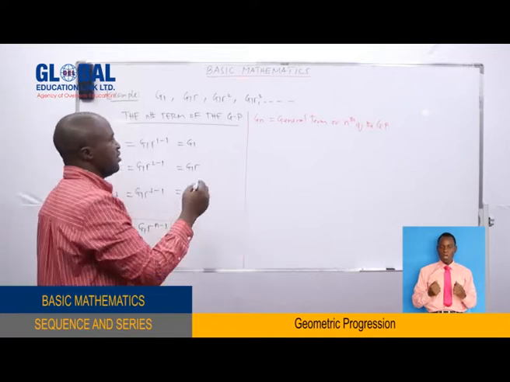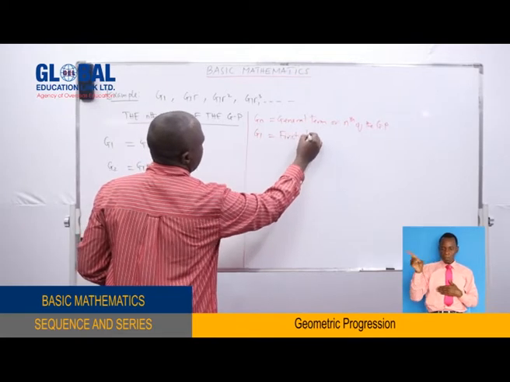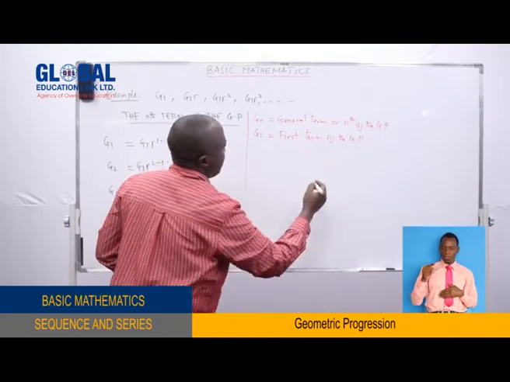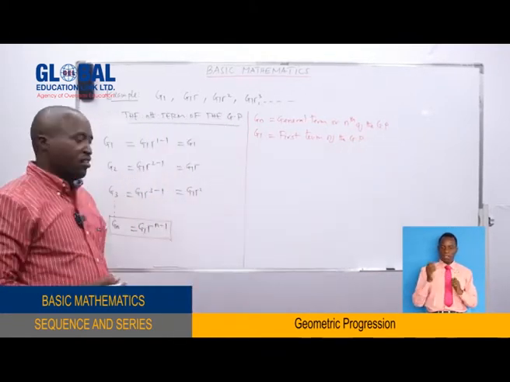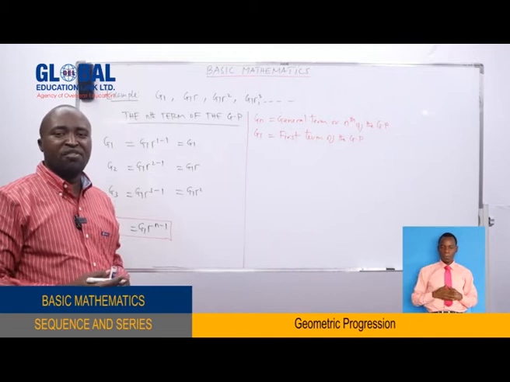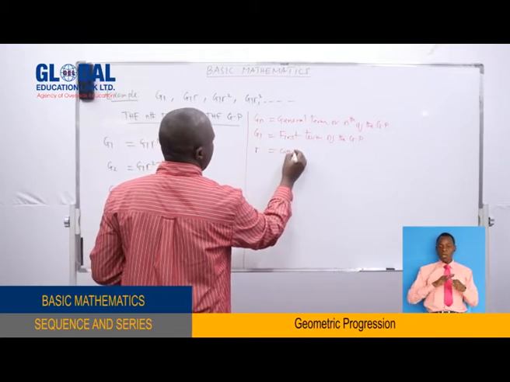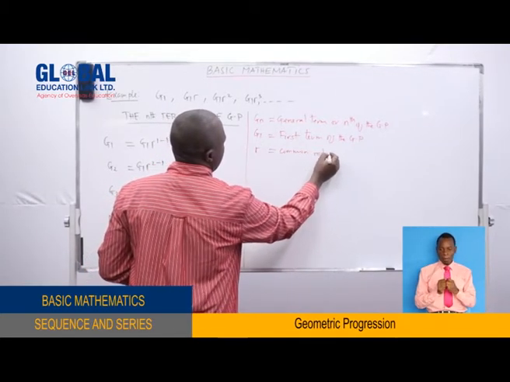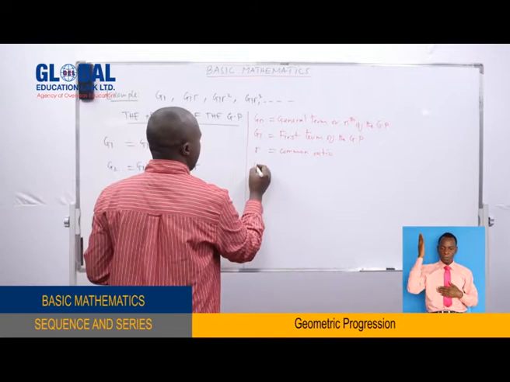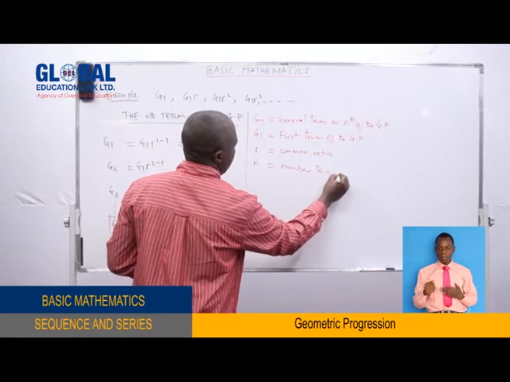And also we have G1. As I said earlier, G1 is the first term of the given GP. And of course, we have R. R is the fixed number that is multiplied in each term of the geometric progression. So therefore, R, we call this the common ratio. Of course, we have another letter, that is N. In this case, N is the number of terms.